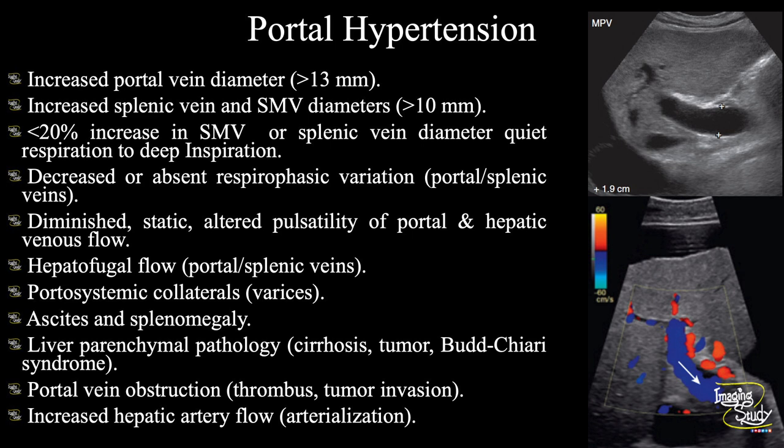Overall, you will get the liver disease also. Moreover, not to forget, you will get liver parenchymal disease also, like cirrhosis, tumor, or even the Budd-Chiari syndrome. There may be the presence of portal vein obstruction with thrombus or tumor invasion. And not to forget, there will be the increase in hepatic arterial flow.